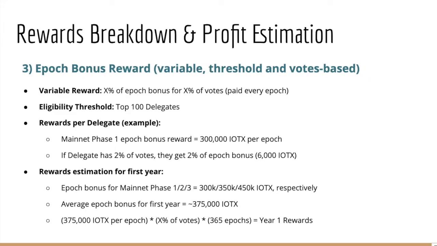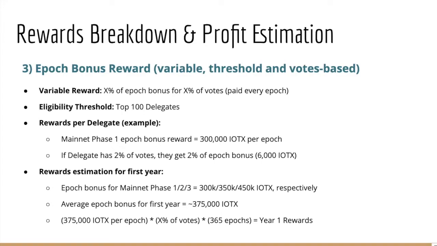The last piece of the reward is the epic bonus reward, which is variable, not fixed, and it's also threshold and votes-based. The threshold itself does not really apply right now. In the future, if there are more than 100 delegates, and people ask when that would be, we're going to have certain requirements: to propose changes in the network or to vote on certain things, you would have to be a delegate. So that's the incentive in the future. But for now, I think we're at around 50, so this threshold does not apply.